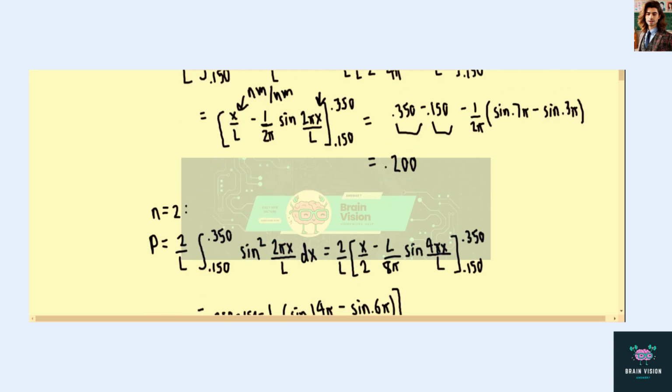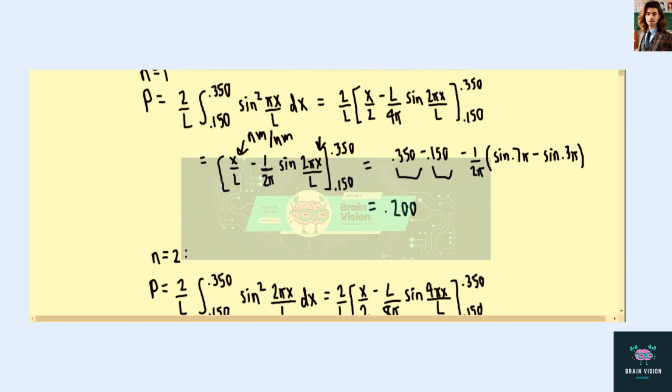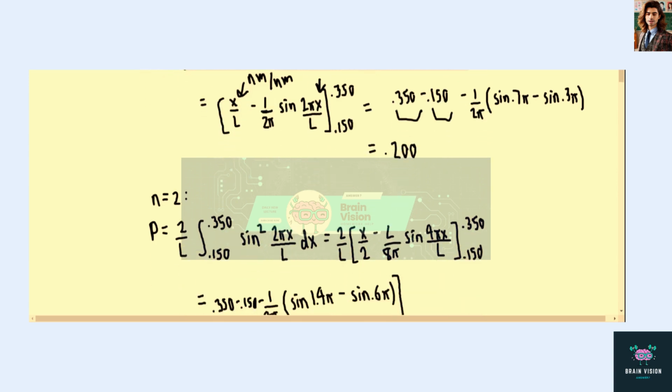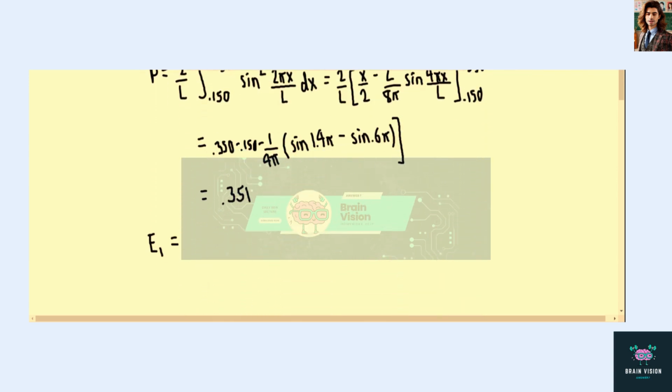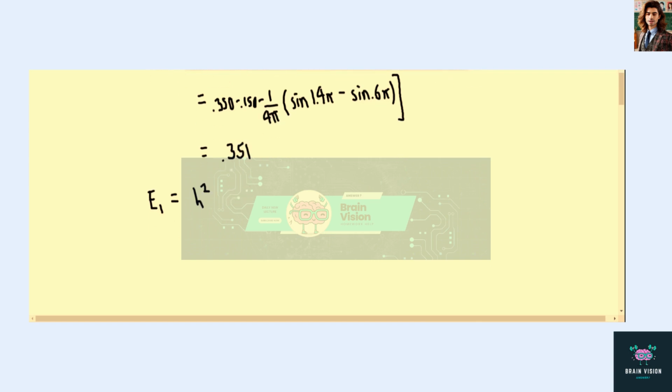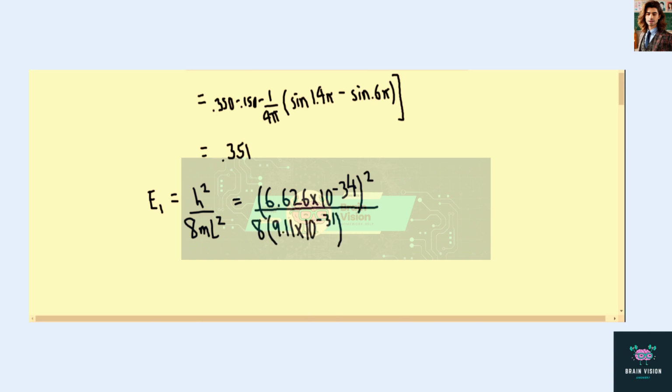Now we come to the energies. We see the probability for n equals 1 was 0.200. For n equals 2, it was 0.351, so it's a bit higher. Now for the first energy, the ground state, we have h squared over 8 m L squared. When you put in the numbers, you have Planck's constant squared over 8 times the mass of the electron times 1 nanometer squared, converted to meters, though, because of SI units.